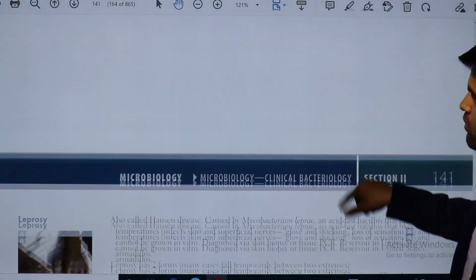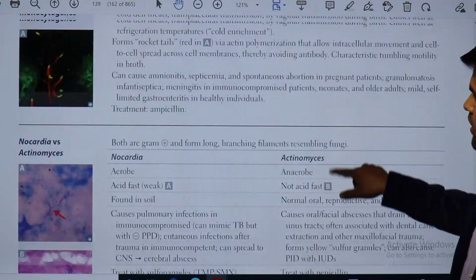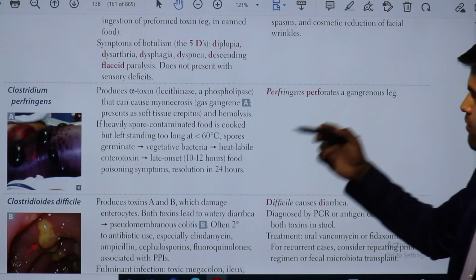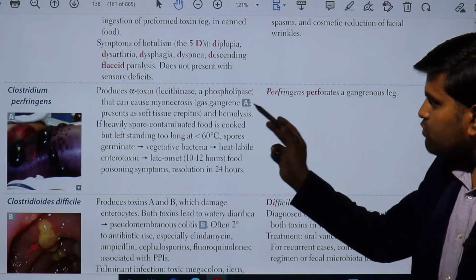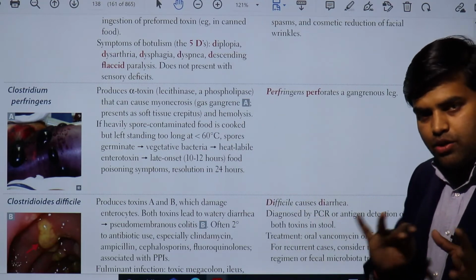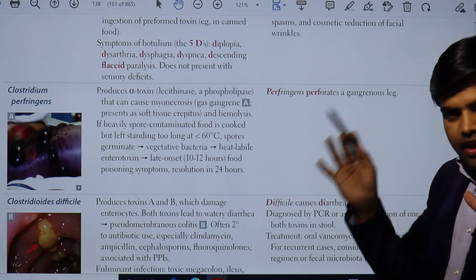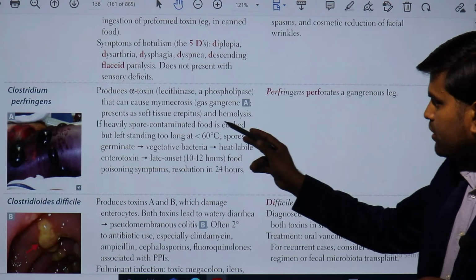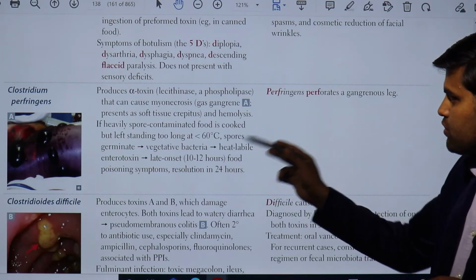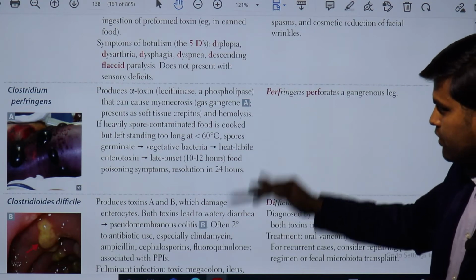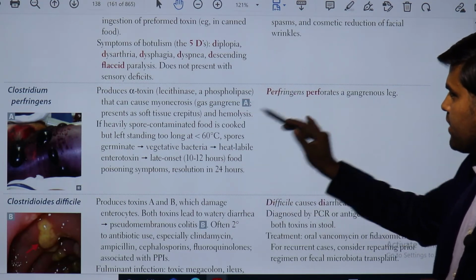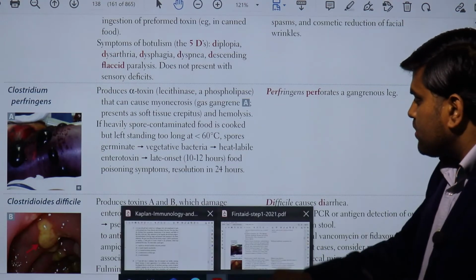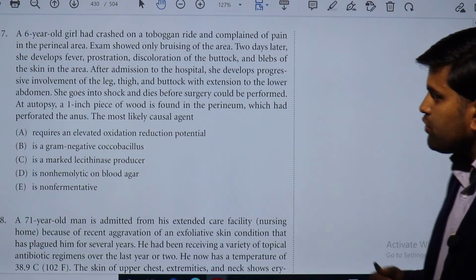And if you see, we are in the gram-positive rods: Nocardia, Actinomyces, Listeria, Corynebacterium diphtheriae, Clostridium difficile, Clostridium perfringens produce alpha toxin, that is lecithinase, a phospholipase that causes myonecrosis. And you can correlate your question to all the clinical features as well as the hint given to you. So there is myonecrosis, gas gangrene presenting as soft tissue crepitus, and hemolysis; if heavily spore-contaminated food is cooked, there is food poisoning as well, and the other is gas gangrene. So perfringens perforates a gas gangrenous leg. So this was the case of gas gangrene due to Clostridium perfringens. So you have understood here, and the answer is C.